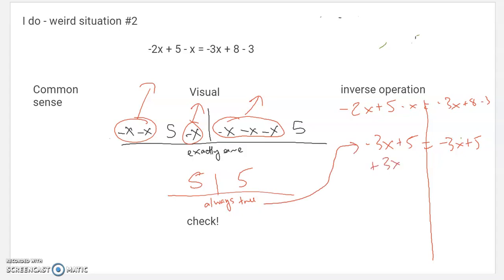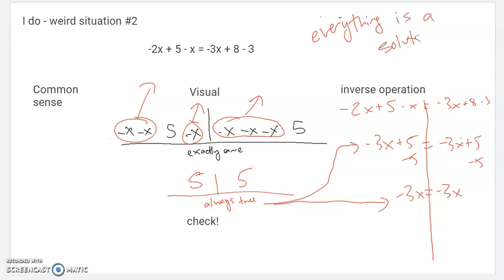If I add 3x, instead of getting something never true like the last one, I get something that's always true. Or if instead of dealing with the x's, I dealt with the 5's, same deal. I get negative 3x is equal to negative 3x. That's always true. So if that happens, instead of there being no solution, everything is a solution. No matter what you make x be, this will be true.